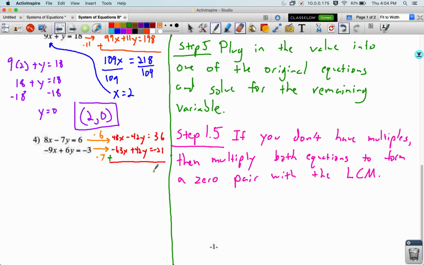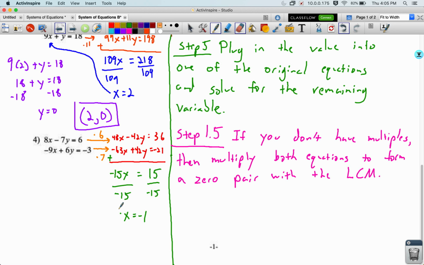So add these two together. 48 plus a negative 63. Need the calculator for that one again. Get a negative 15x. My y terms cancel. Add these together, I get a positive 15. Divide by that negative 15 on both sides. And get x equals negative 1.